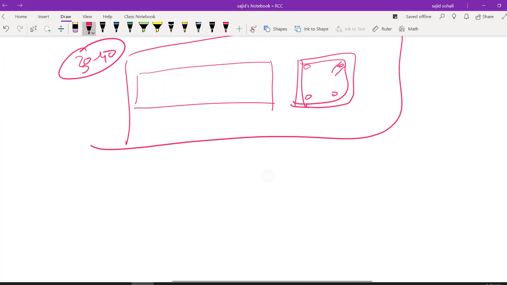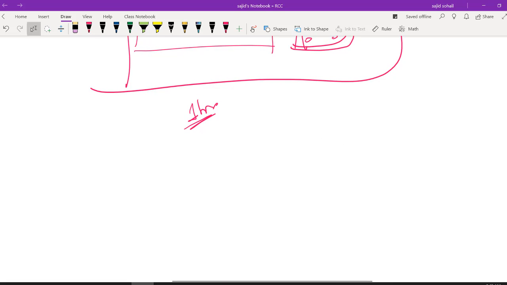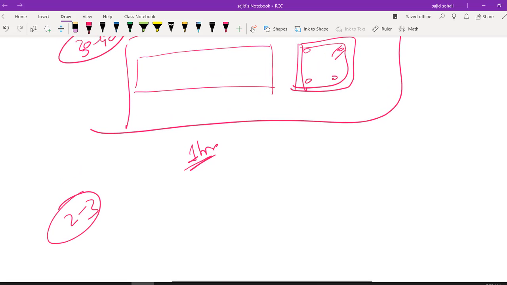See, analyzing each beam used to take you around 1 hour, right? And drawing this used to take you around 1 hour. Think practically that in a building even of 2 to 3 floors there will be hundreds of such members. Is it practical for you to draw each and every beam and give reinforcement details to each and every beam? Do you think it is practical?